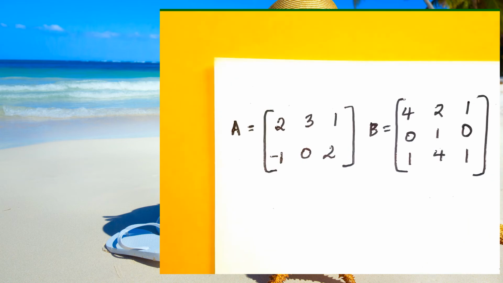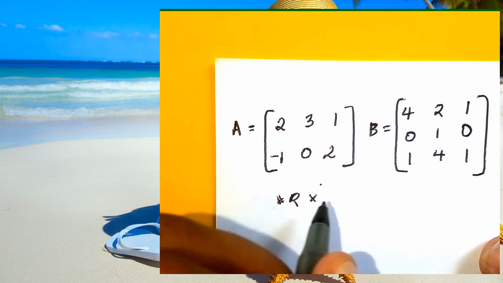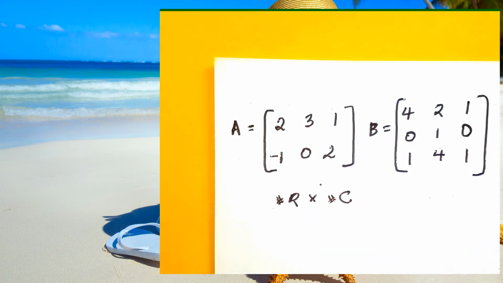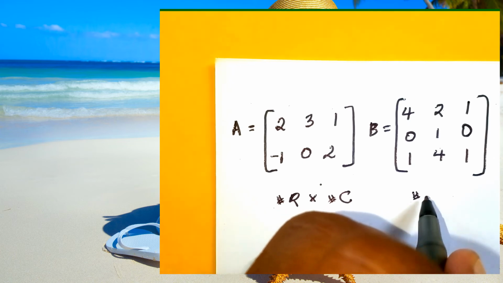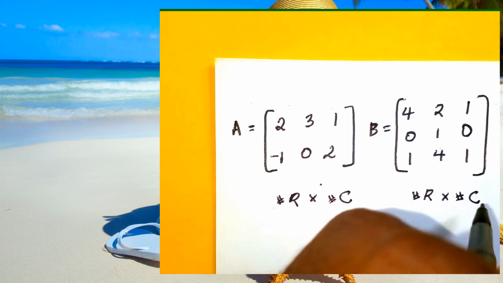Let's look at these matrices. So matrix A. We want to find out the order, the rank, the dimension, or the size of it, which is really the number of rows by the number of columns. And we want to do the same for B: number of rows by the number of columns.